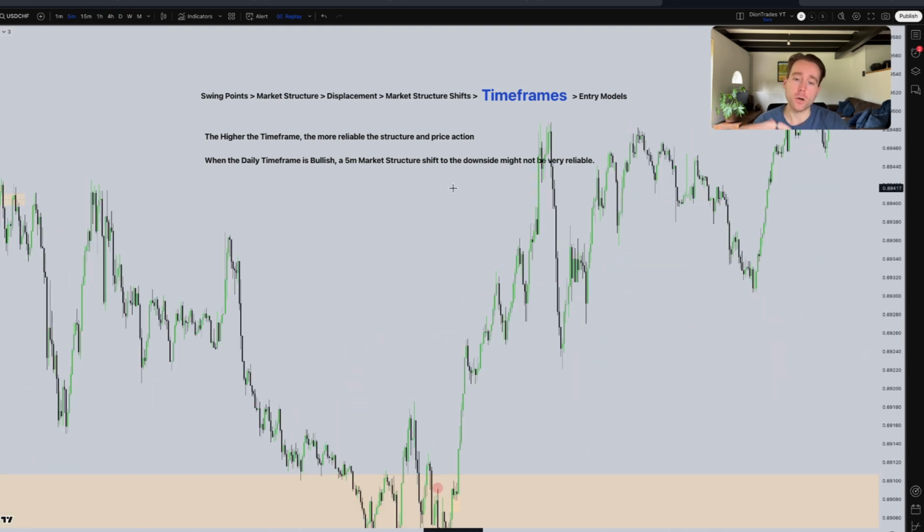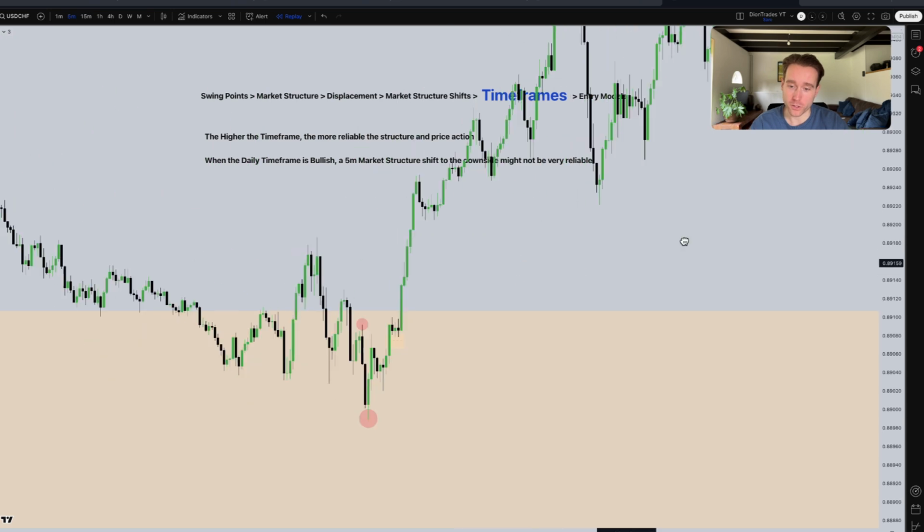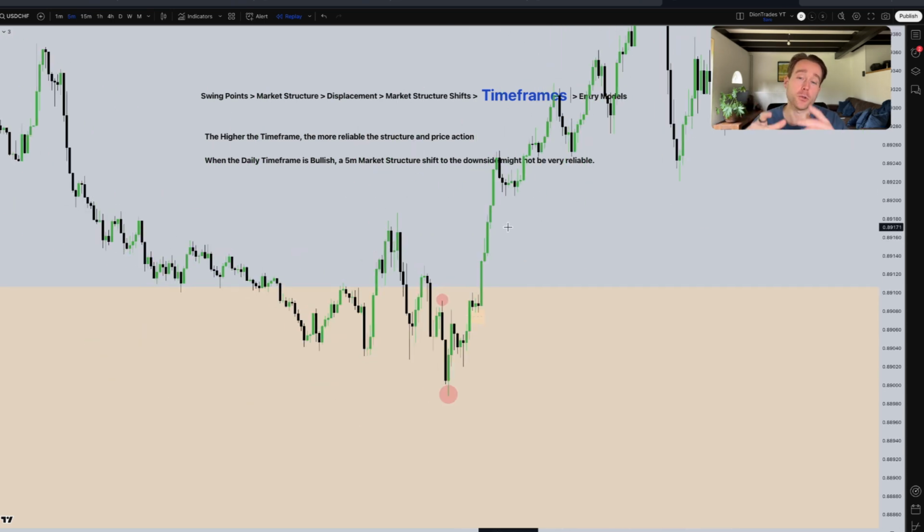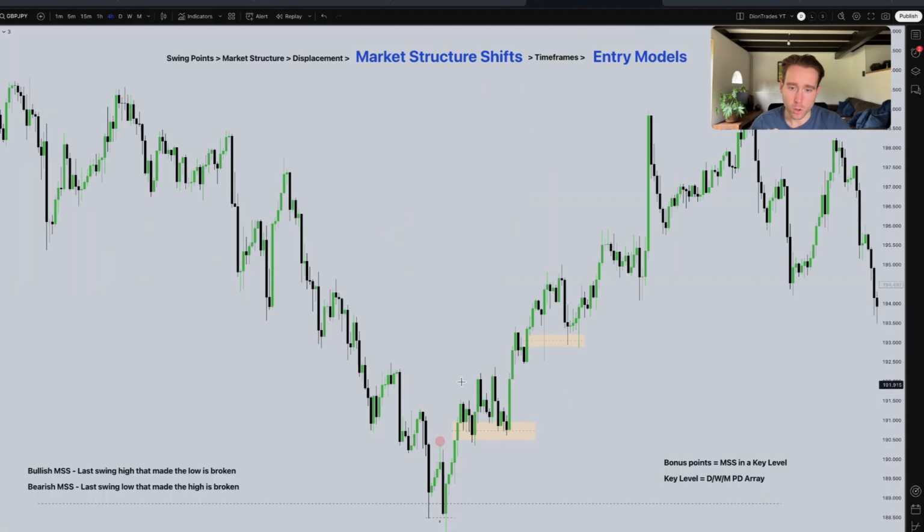So now you know how to combine time frames with market structure shifts. So bonus point if you can use market structure shifts in the same direction as the higher time frame. And now with all this discussed, let's look at a very easy entry model you can use based on this foundation. And for that, we go back to the example on the market structure shifts.